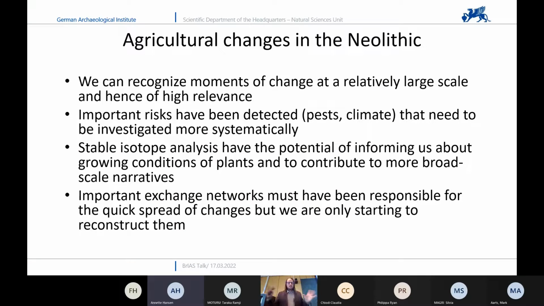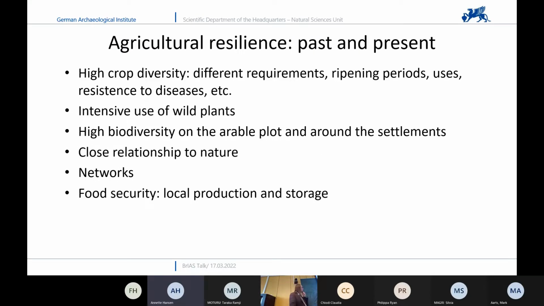So it's interesting that we can recognize these changes at a broad scale, and they have to be taken into account, just like archaeologists would look at pottery, and when there is a different style, that must mean something. In our case, for crops, it would be a similar sort of change. Risks need to be taken into account, agricultural risk, which is not that common. So research on pests and climate variability at a local scale needs to be integrated in our investigations. We have observed that stable isotope analysis contributes new information we are getting from the crops themselves. And we need to do more research on these exchange networks to see what role they are playing when people are making these decisions on changing crops.